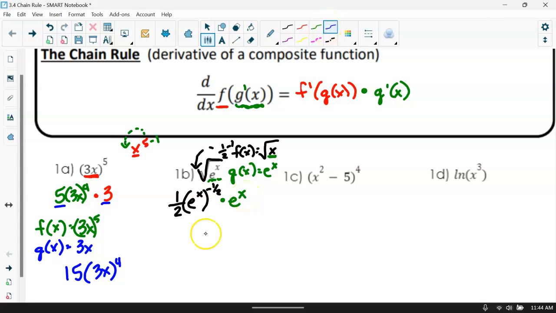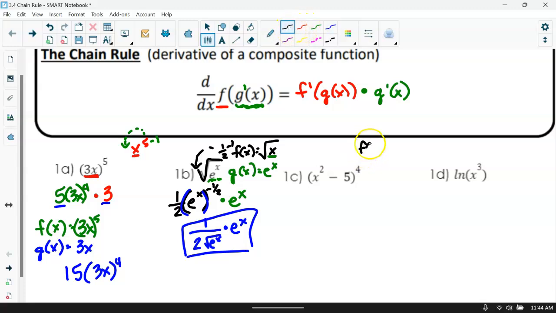Now again, rewrite this. This is 1/2 times radical e to the x, because again, this is to the negative 1/2 power, times e to the x. This is our chain rule here. Let's do the next one.